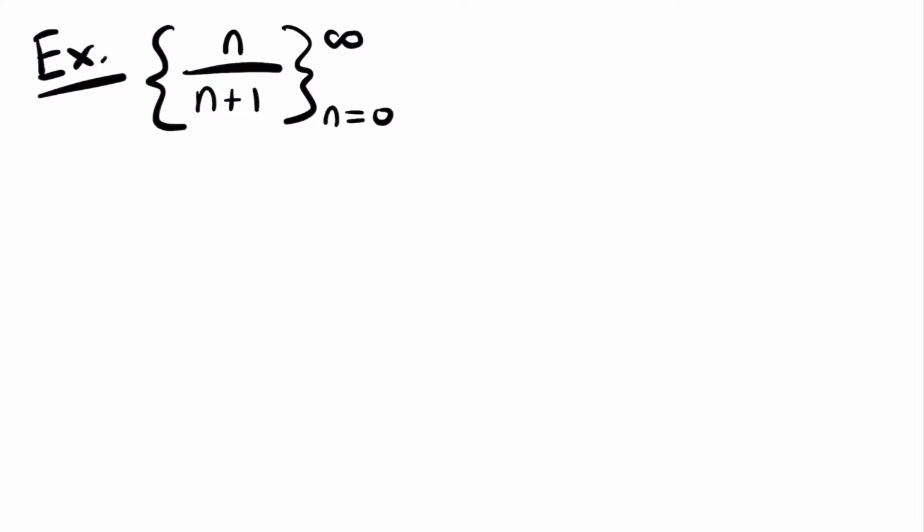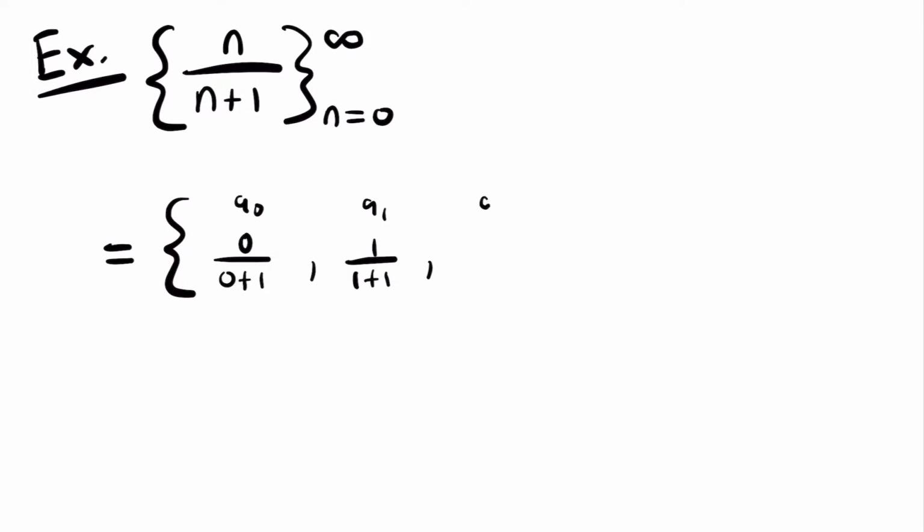And so in this case, if n is starting at 0, our terms will look like this. We'll have a sub 0, and then 0 divided by 0 plus 1. Then we'll have a sub 1, so we'll have 1 divided by 1 plus 1. Then a sub 2, which will be 2 divided by 2 plus 1. And then a sub 3, which will be 3 divided by 3 plus 1, and so on.